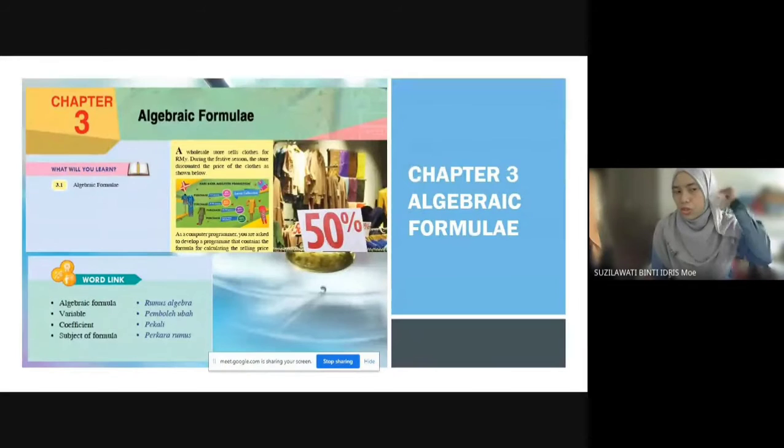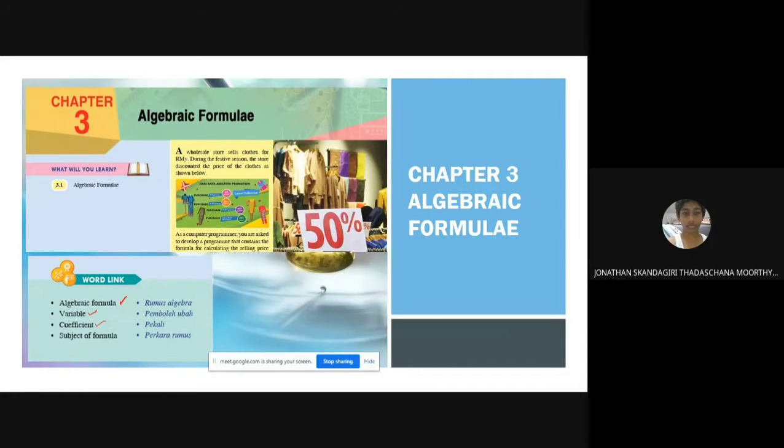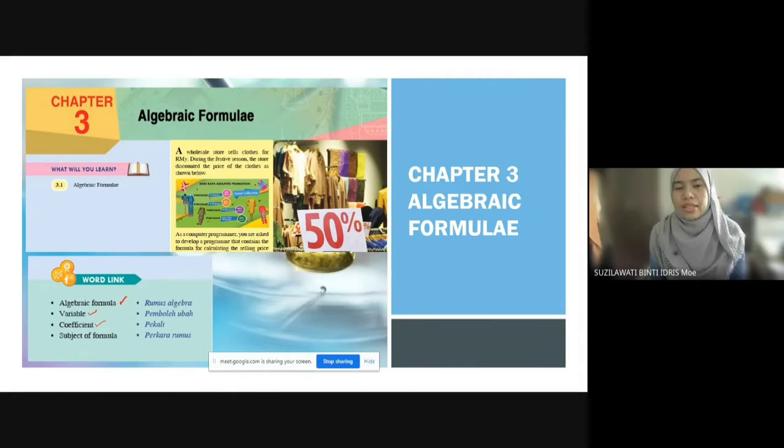Okay, so this topic, algebraic formula. What will you learn in this topic is algebraic formula. In this topic you will learn these words. Algebraic formula, first. Second is variable. You already knew this word, variable. This word you already met from last year, since you were in Form 1. This is coefficient. Do you remember coefficient? Ingat tak what is coefficient? The same term. Yes, in an algebraic term there is a coefficient. Betul tak?